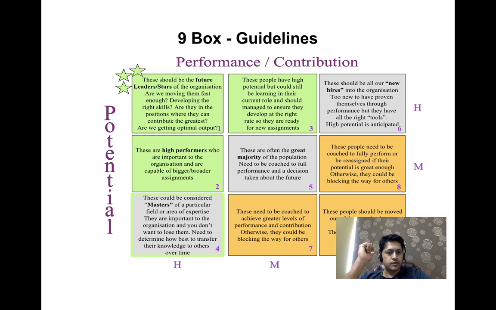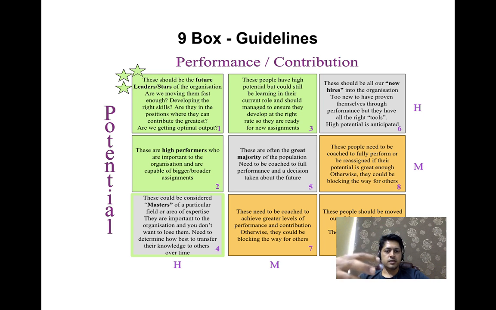Then you have somebody who has medium potential but is high on performance. So the grade number two, these are high performers who are important to the organization and are capable of taking larger roles. The future leaders are the ones from where your next lot of talent would come. So these could be your talent pool for the CEO's role, or the MD's role, or for the next VP's role, and so on and so forth.